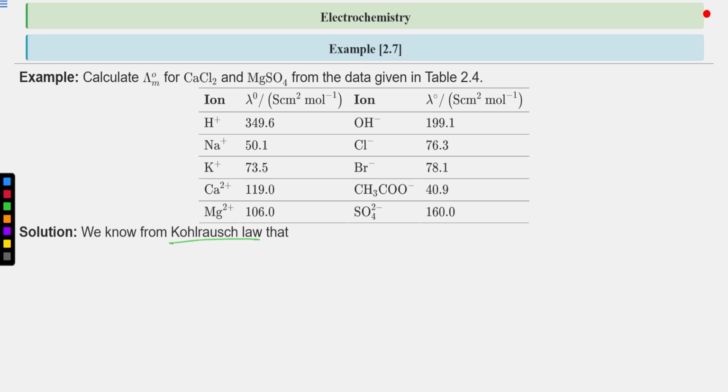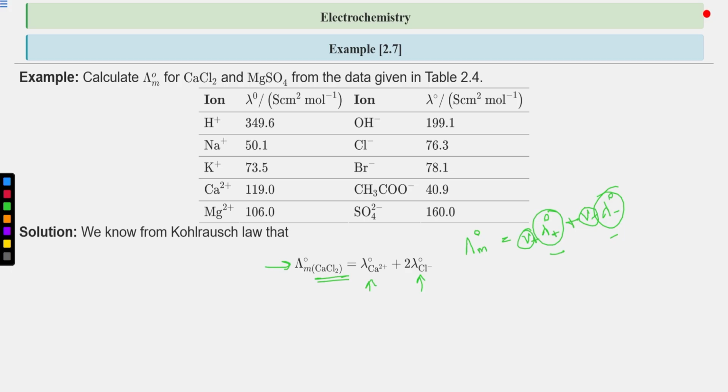So, as we know from the Kohlrausch law, the lambda naught m, that is the limiting molar conductivity for the electrolyte, can be defined as the sum of the limiting molar conductivities of either of the ions, the cations and the anions, multiplied by their numbers. So the Kohlrausch law says that lambda naught m equals V positive lambda naught positive plus V negative lambda naught negative. These represent the number of cations and anions we are getting, and lambda naught positive and lambda naught negative represent the limiting molar conductivity of the cations and the anions we get after the dissociation of the electrolyte.